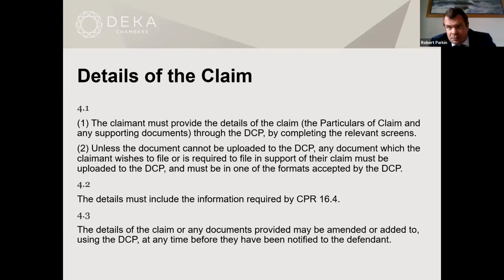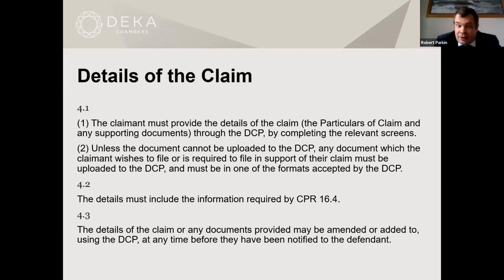Details of the claim. What we would call the particulars in any other piece of litigation. The claimant must provide details of the claim, which is to say the particulars of the claim and any supporting documents, medical report in a personal injury case, contract in the contract case. There are a number of other circumstances where it's mandatory to provide a document with the particulars of the claim. This must be done through the DCP by completing the relevant screens, fair enough.